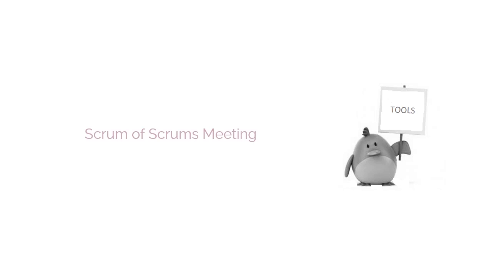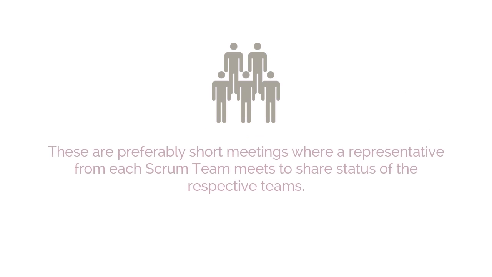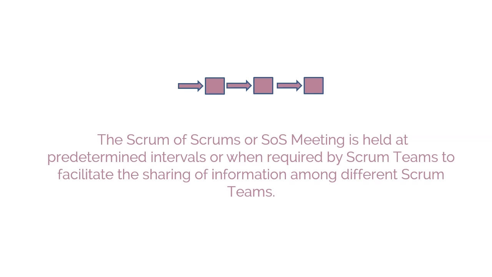Moving on, the tool being used to carry out Review and Retrospect is the Scrum of Scrums meeting. These are preferably short meetings where a representative from each Scrum Team meets to share the status of the respective teams. The Scrum of Scrums, or SOS meeting, is held at predetermined intervals or when required by Scrum Teams to facilitate the sharing of information among different Scrum Teams.